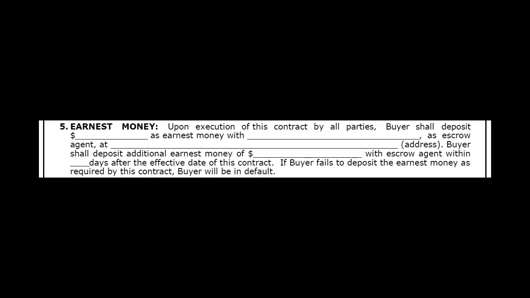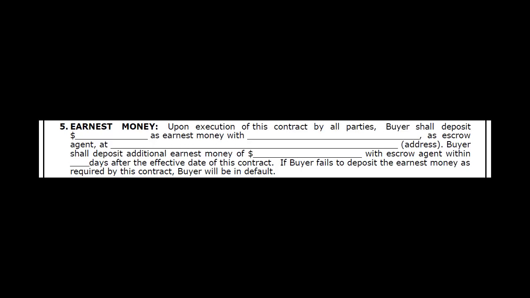"Reasonable time" depends on the circumstances, and it could be decided in court if there was a dispute over it. Now, that's if the buyer is going to deposit it, but I'm usually collecting the earnest money up front from my client when we make the offer, so that I have control of that and I can make sure it gets delivered.